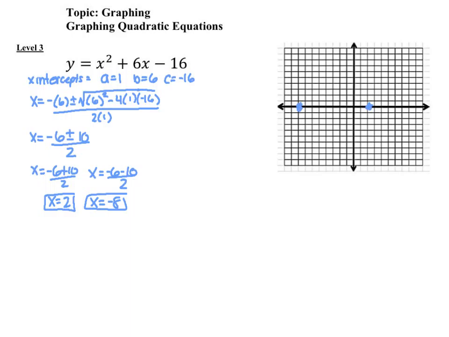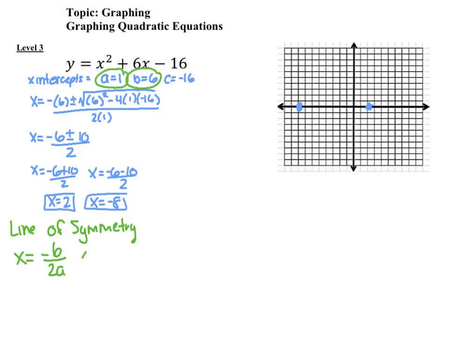The second thing I need to do is find the middle of the graph. That is called the line of symmetry. To find the line of symmetry, you're going to use the equation x equals negative b over 2a. Well, from the equation above, I know that my b value is 6 and my a value is 1.